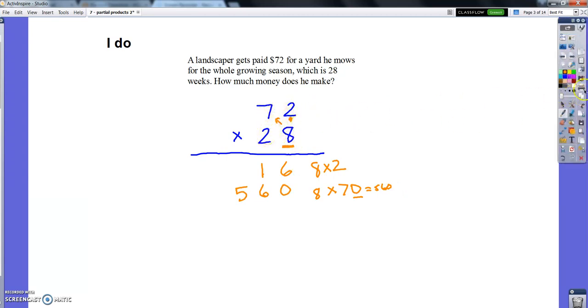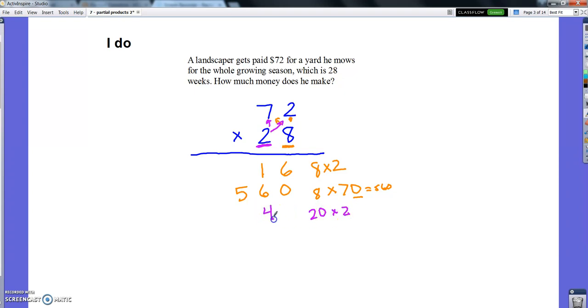So now I've done 8 times 2 and 8 times 70. I'll switch colors. I also need to do 20 times both numbers in the other factor as well. So my next partial product is going to be 20, not 2, because it's in the tens place, 20 times 2, which is 40. And 20 times 70 is my other partial set of factors. 2 times 7 is 14, and I've got a 0 from each factor. I didn't do 2, I did 20, so times 10 again. So I'm going to get 100 worth of zeros, so 1400.